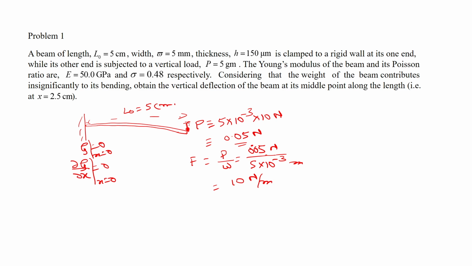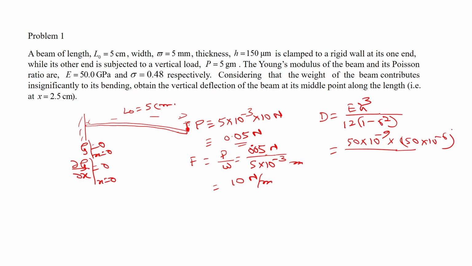Now, the flexural rigidity, that I can also calculate, because E and H are given. D is equal to E into H cube by 12 into 1 minus sigma square. E is 50 gigapascal, 50 into 10 to the power 9 pascal, and thickness is 150 micron, 150 into 10 to the power minus 6 meter, cubed, by 12 into 1 minus 0.48 squared. So, you find out what this value will be.